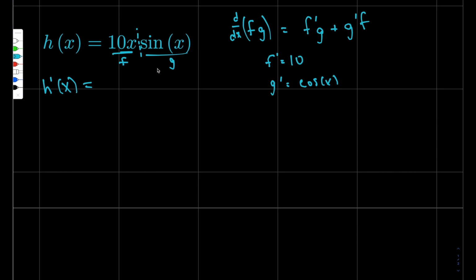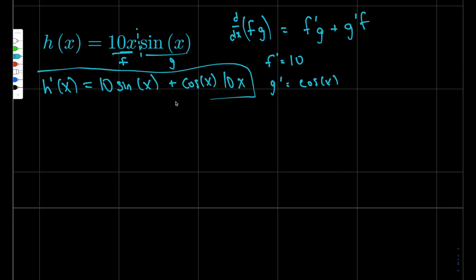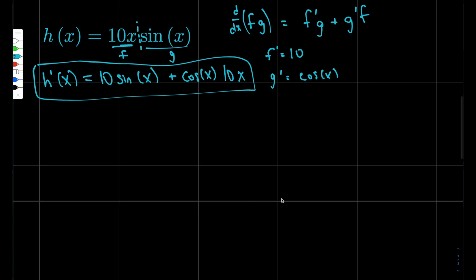We have f prime, which is 10, times g, which is sine of x, plus g prime, which is cosine of x, times f, which is 10x. Oops, my computer lagged. There we go. So this is the derivative of h of x. Now, if that example wasn't difficult for you, don't worry. We have a better one coming up.